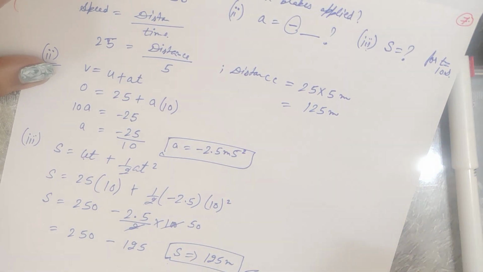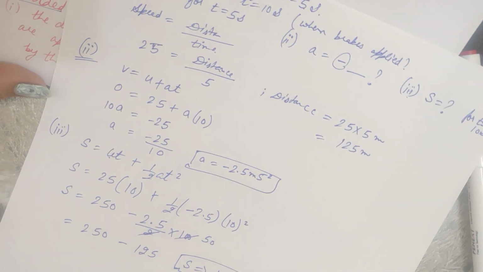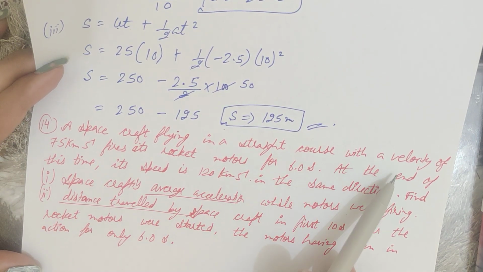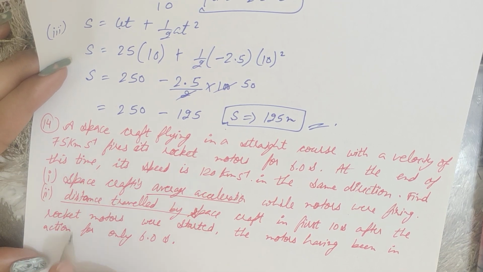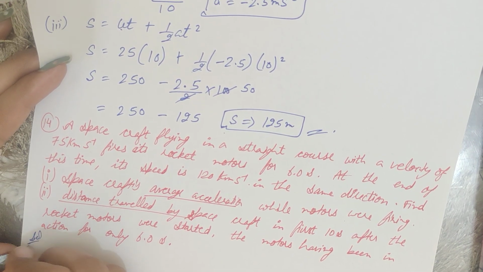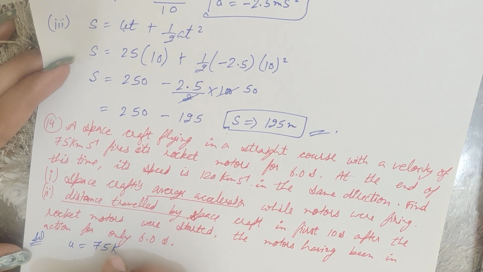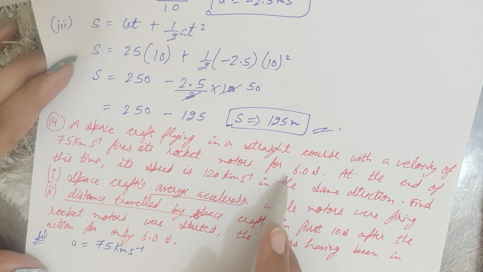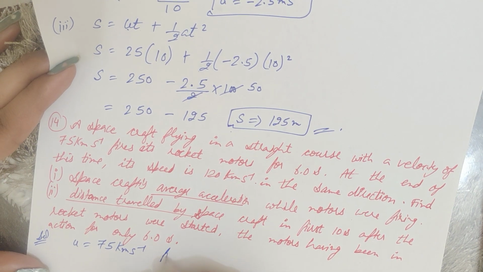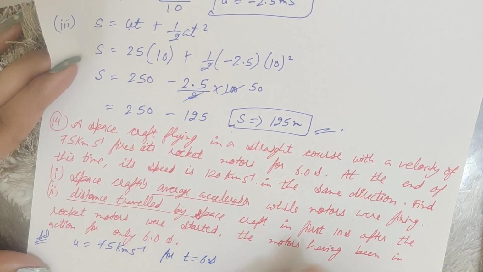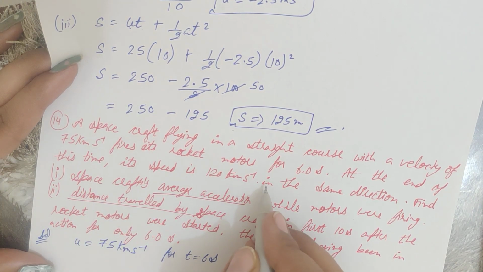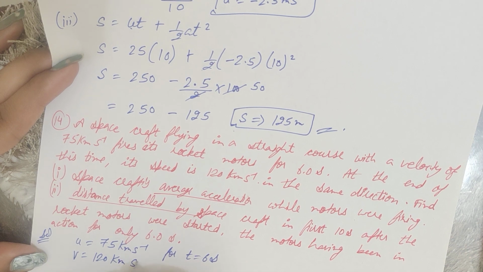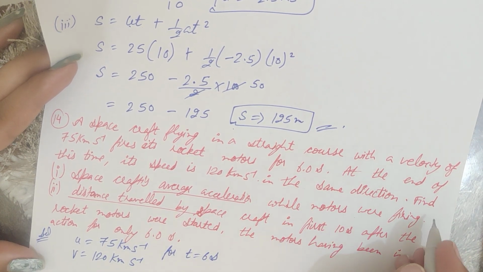This is your answer. Now numerical number 14. Question number 14: a spacecraft flying in a straight course with a velocity of 75 km per second. This is the initial velocity, 75 km per second. It fires its rocket motors for 6 seconds, that is t equals 6 seconds. At the end of this time, its speed is 120 km per second, which means the final velocity is 120 km per second in the same direction.